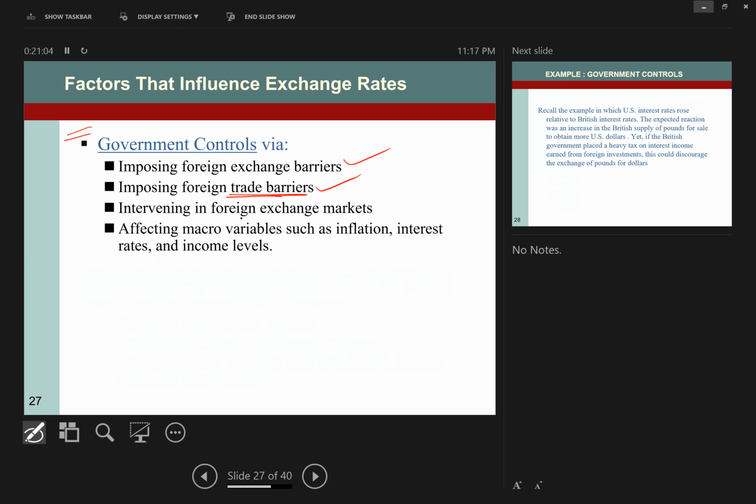And then intervening in foreign exchange markets. If the dollar is going down constantly, the government intervenes in the market, saying that we need to stabilize our currency.